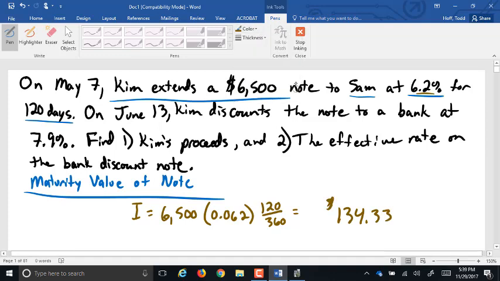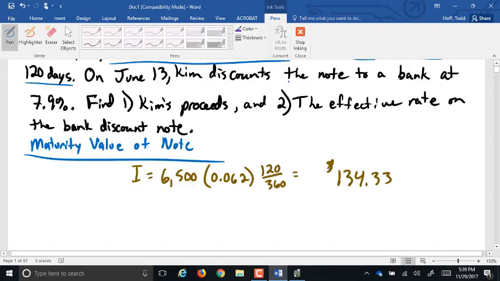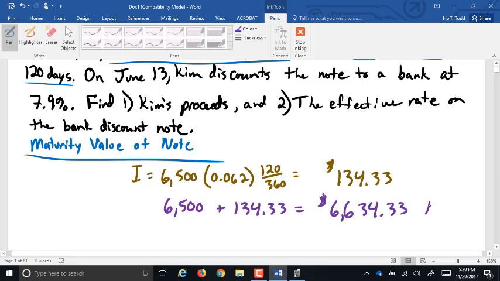So then we use that to find that maturity value by simply taking the $6,500 principal plus the $134.33 in interest. You get $6,634.33 as the maturity value of the original loan. So that's the number we're basing the discount to the bank on.